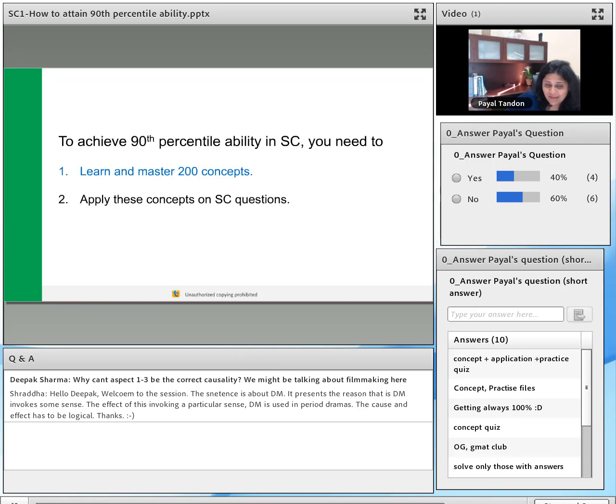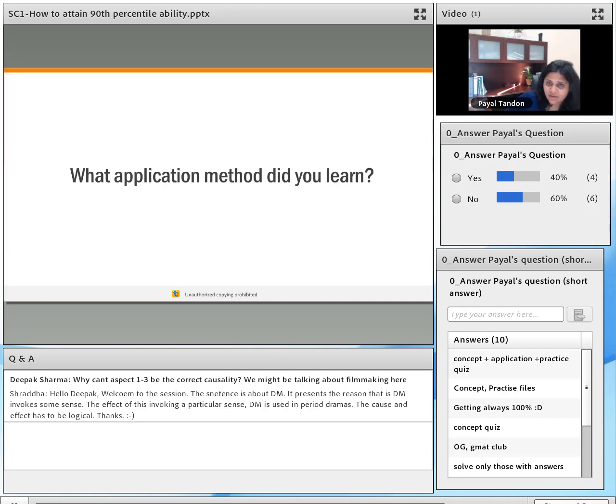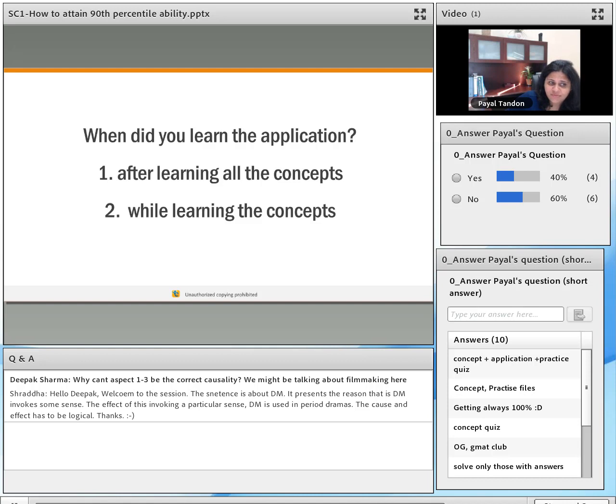Right. Now, the next thing is, apart from learning and mastering the concepts, you need to apply these concepts. How do you apply these? When do you learn the application today? Select yes if you do it after learning all the concepts. Select no if you do it while learning the concepts. That is the right time to learn the application: while you are learning the concepts.